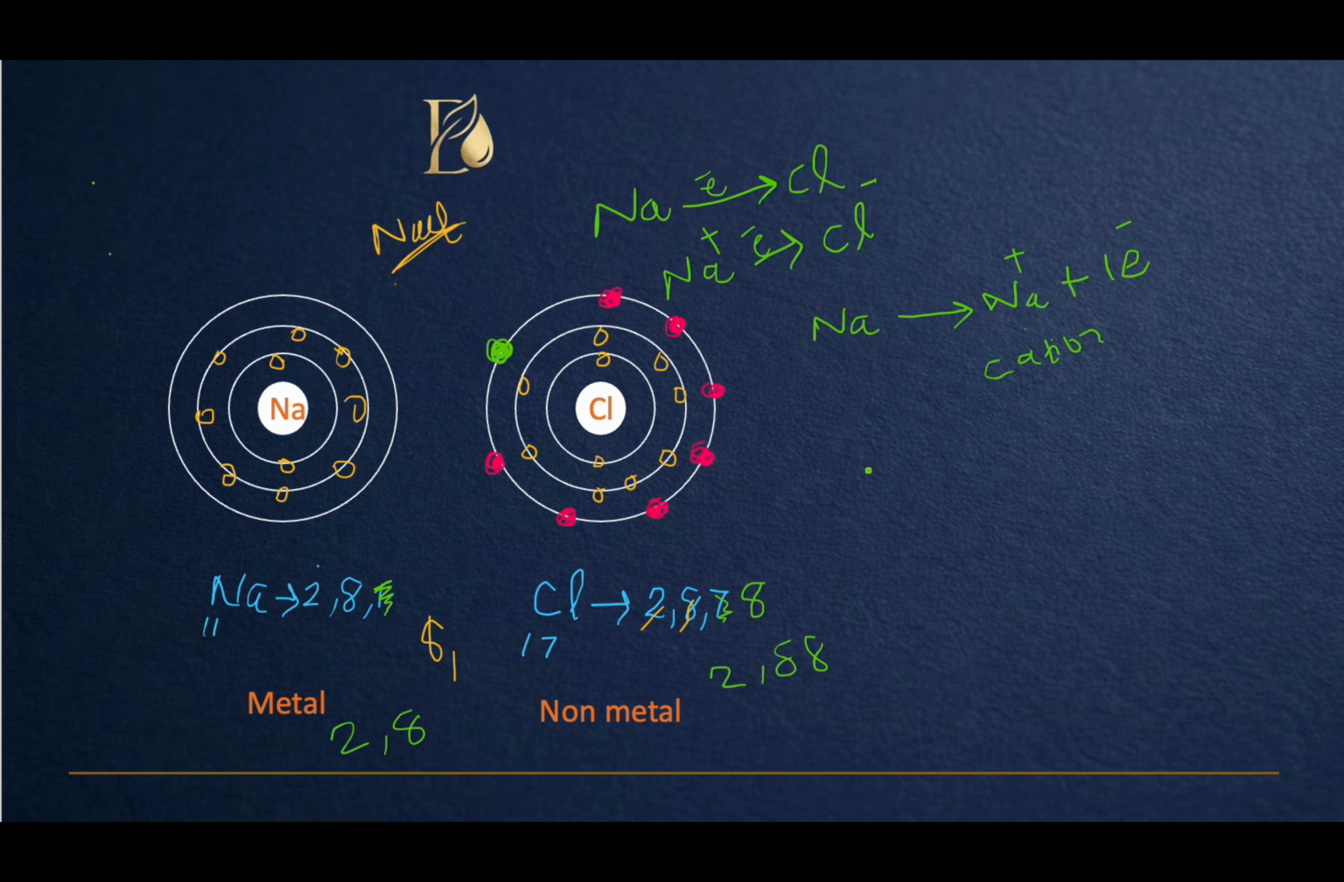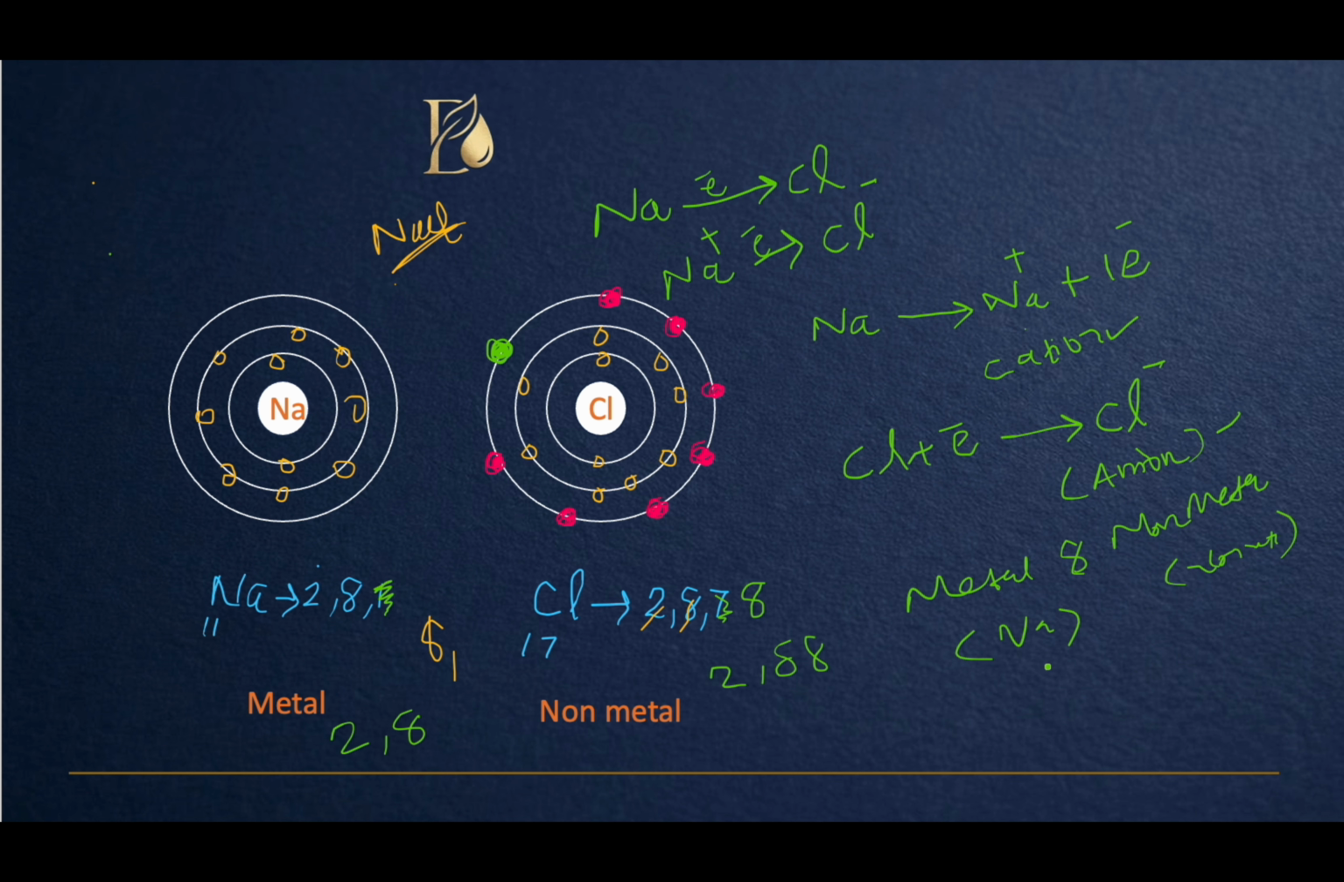Now, what happened to chlorine? Initially it was Cl, and it accepted 1 electron. When it accepted 1 electron, chlorine is converted into Cl minus, and this Cl minus is an anion. So this is a cation and this is an anion. Basically, the reaction is happening between a metal and a non-metal. Sodium is a metal and chlorine is a non-metal. So an ionic bond is formed between a metal and a non-metal, and as a result it forms a cation and an anion.